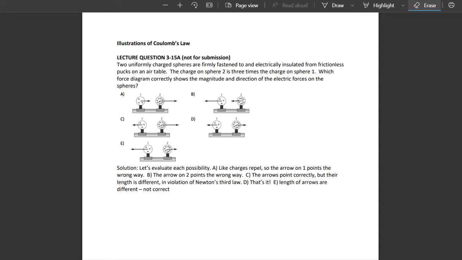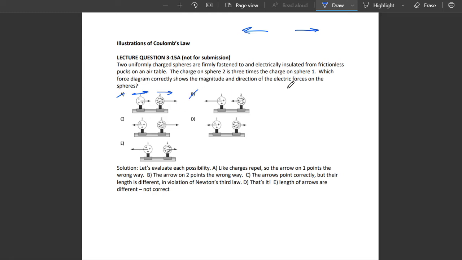So there's a couple things to keep in mind with this question. Firstly, all of these spheres are positively charged, and we have to recall that like charges repel one another. So when keeping this in mind, we know that any of these spheres that have the same directional motion are incorrect. So B and A are incorrect because they are not repelling each other. They are going in the same direction, which is not a characteristic of like charged spheres.